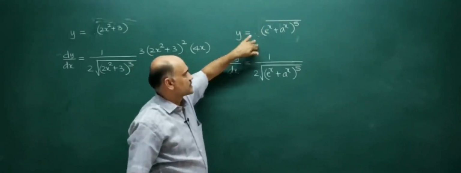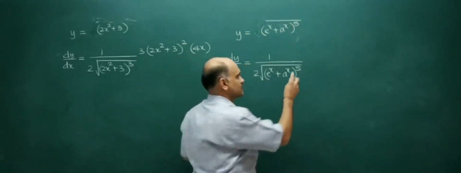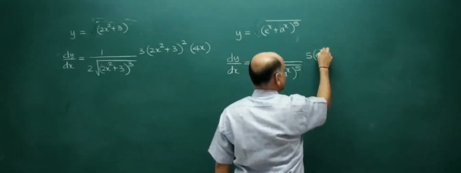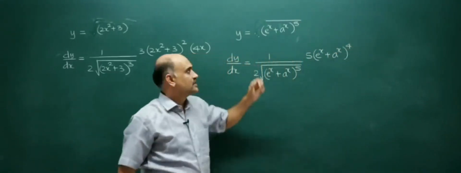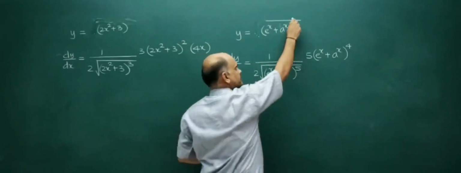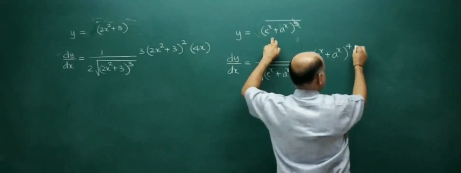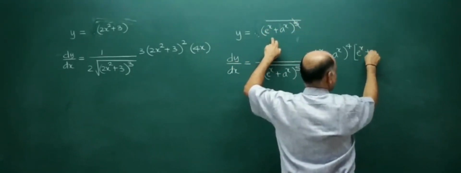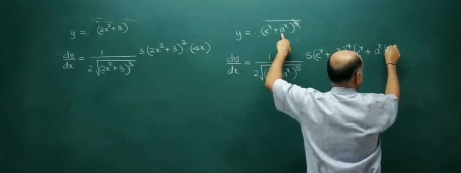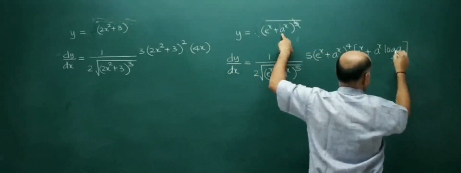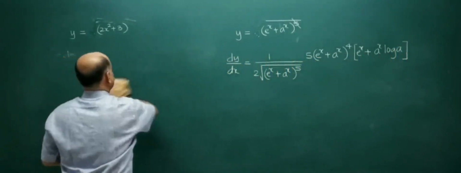Now differentiation of power 5. So 5 bracket raised to 4. So differentiation of this power is over. Now differentiate this bracket. Differentiation of e raised to x is e raised to x. Differentiation of a raised to x is a raised to x into log a, bracket complete. Clear, students? So you can try another one.